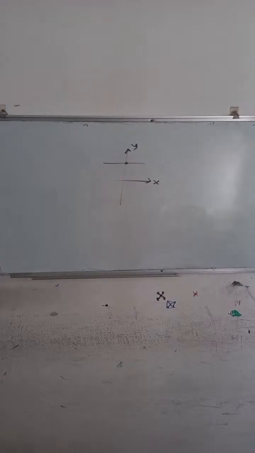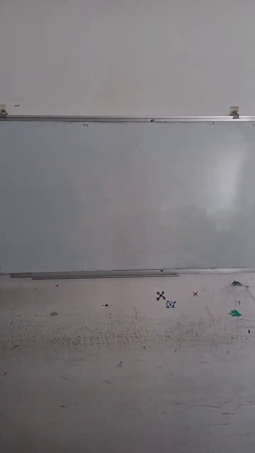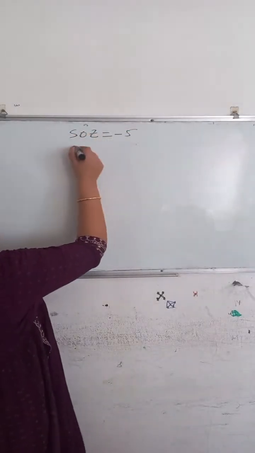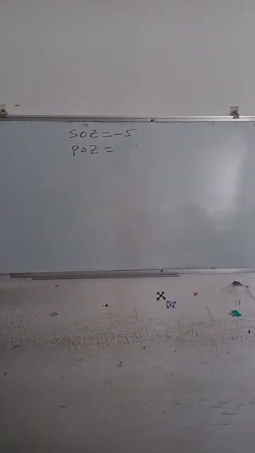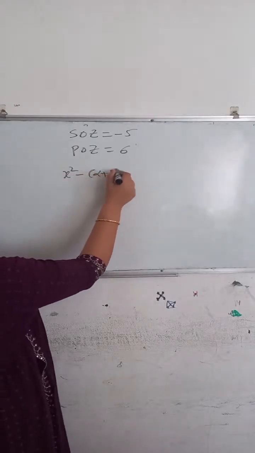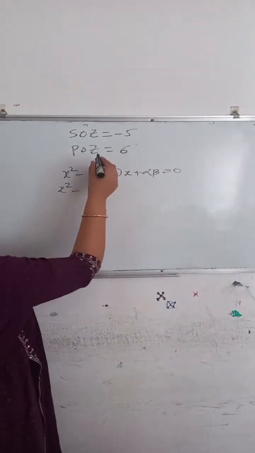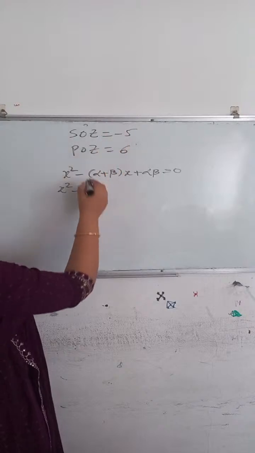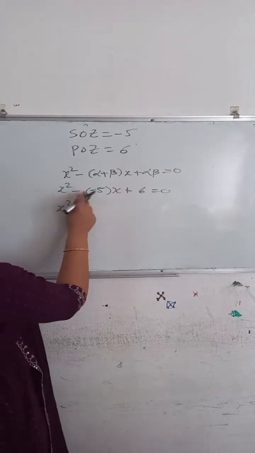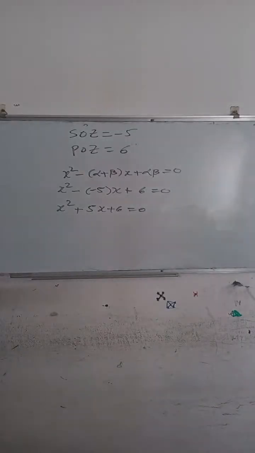I will solve here. The SOZ is given as -5, and POZ is equal to how much? 6. Okay. So I know that the equation is x square minus alpha plus beta into x plus alpha beta is equal to 0. So x square minus, directly it is given, SOZ, which is -5, x plus 6 is equal to 0. Then the equation is x square plus 5x plus 6 is equal to 0. That's it. This is the answer.